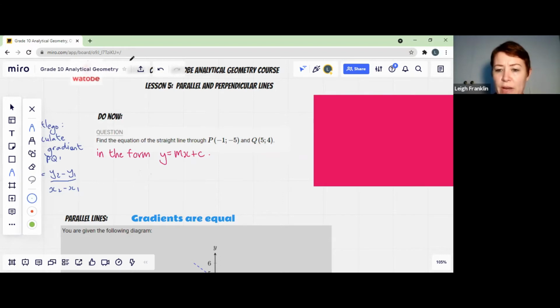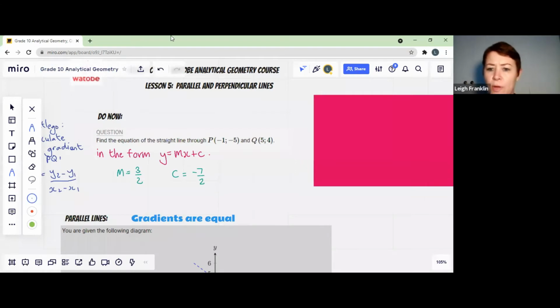Did you manage to work out a gradient, David? Okay, so Harry, what was your gradient? I got 3/2. 3/2, says Harry. Okay, so Harry says the gradient was 3/2. And what did you work out the value of C to be, Harry? -7/2.